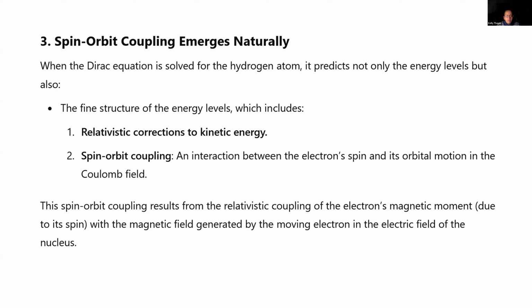So the spin-orbit coupling is an interaction between the electron spin and its orbital motion in the Coulomb field. The spin-orbit coupling results from the relativistic coupling of the electron's magnetic moment due to its spin with the magnetic field generated by the moving electron in the electric field of the nucleus.